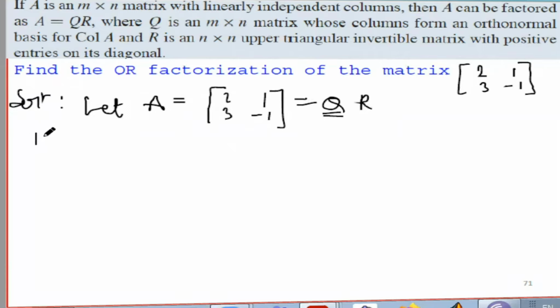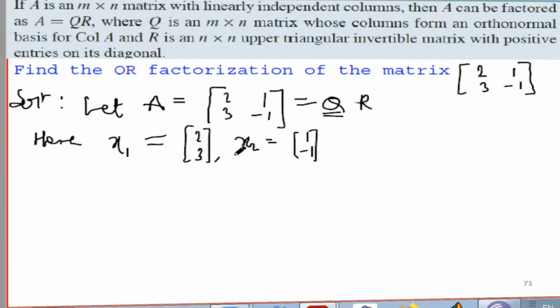So here this column is x1, which is (2, 3). This is one column of A. The other column is x2, and x2 is (1, -1). From these column vectors, we construct the orthogonal basis. Setting u1 equal to x1, u1 equals x1, where x1 is (2, 3).